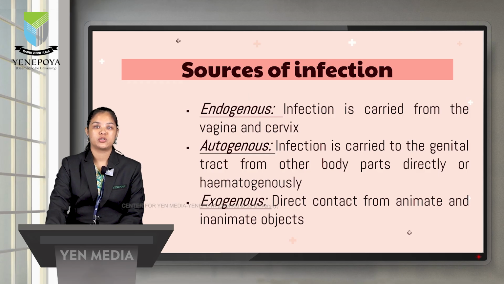Next, the sources of infection. We have discussed the microorganisms, but from which sources can they come and cause puerperal sepsis? It can again be categorized into three: endogenous, autogenous and exogenous. Endogenous is the infection which is carried from the vagina and the cervix. Autogenous is infection carried to the genital tract from another body part, directly or through the hematogenous route, that is from the bloodstream. Exogenous is from direct contact with animate and inanimate, that is living or non-living objects.